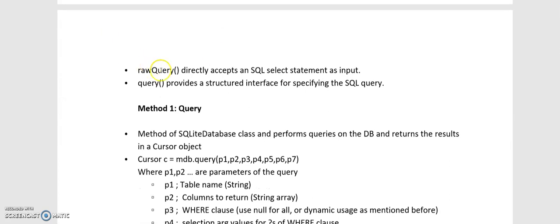A raw query directly accepts an SQL select statement, while a query will be providing a structured interface for specifying a SQL query. So let me make the difference clear. In a raw query, your statement format will be like that of a normal SQL statement, while your query statement will be modified to suit the purpose.